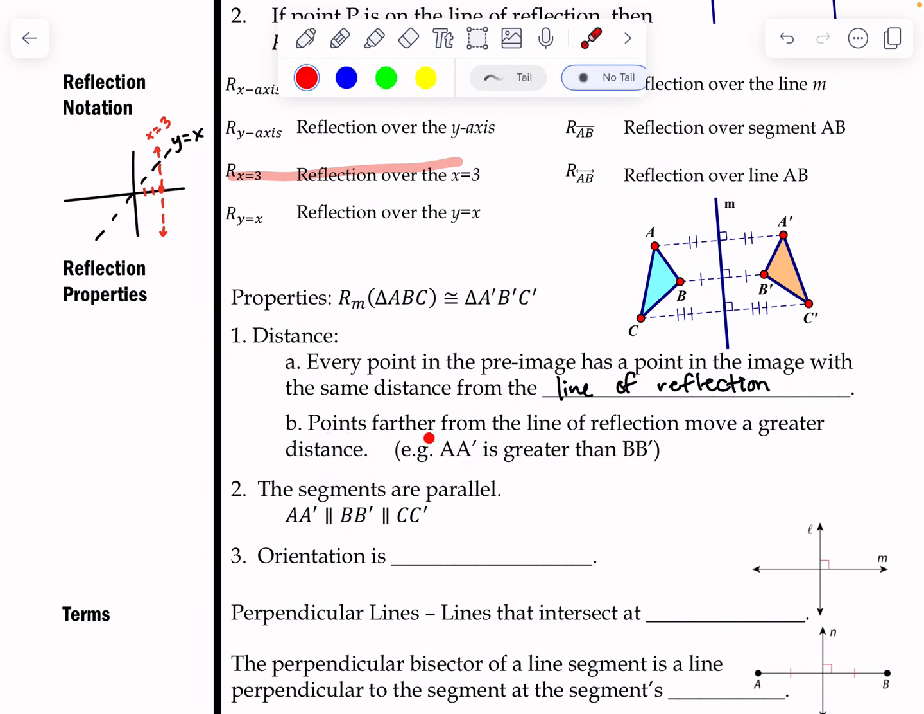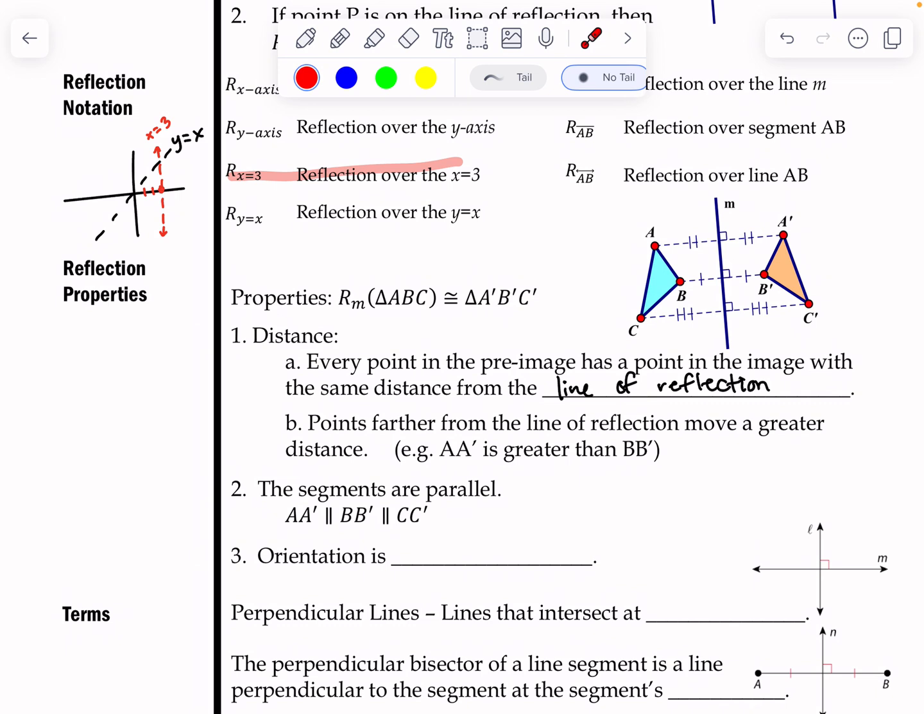B, points farther away from the line of reflection move a greater distance. So we would say that A to A prime, that distance is greater than B to B prime. So all we're saying here, this is further away from this line. So that means A prime is further away to the right of that line compared to B. And as we can see, this line segment that connects our preimage to our image of A to A prime is longer than this line segment from B to B prime.